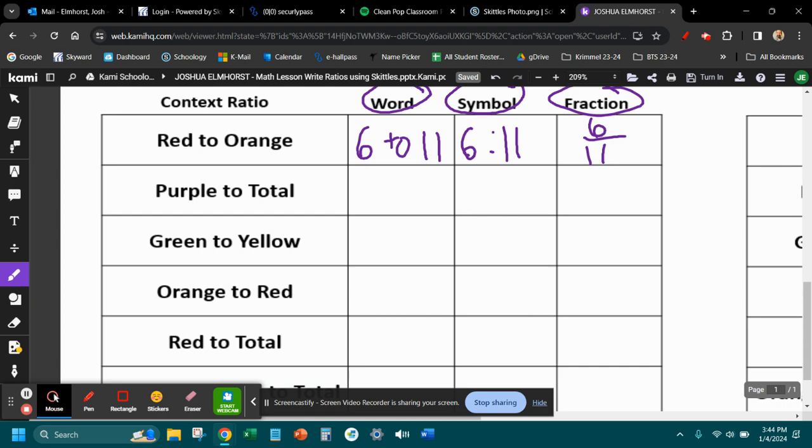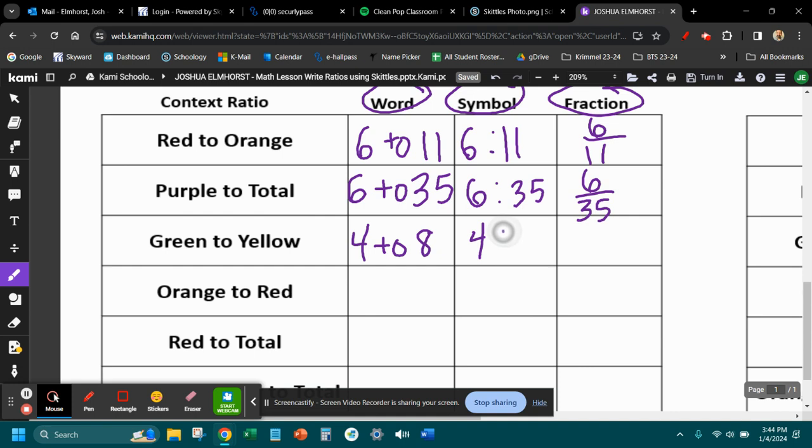Then we have purple to total. How many purples were there? 6 to 105 was the prediction. With the given, it's 35. So we take out the word to and then we write in the colon. Green to yellow. 4 to 8. So you just take out the word to and put in the colons, but it means the same thing.